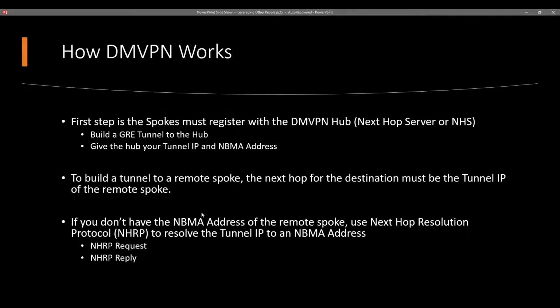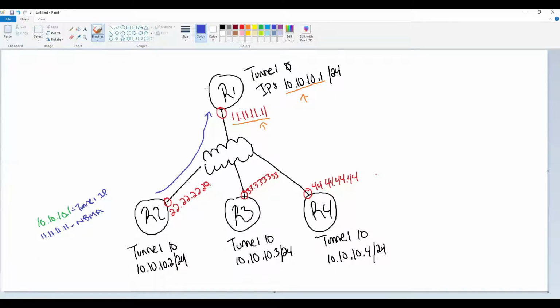The next step is that router 2 then has to give router 1 his tunnel IP and NBMA address. So when 2 builds the tunnel to 1, 2 is then going to say, okay, here is my tunnel IP, here is my NBMA address. So router 1 is having this little table that's being built saying, okay, 10.10.10.2 is mapped to 22.22.22.22.